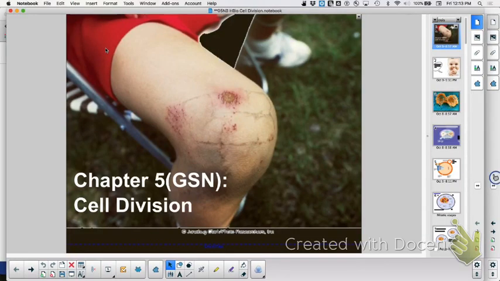Hi, this is Miss Litton, and this is lunchtime on Friday, and we are reviewing for Chapter 5, Mitosis, and also cell development. We're going to review that as well.